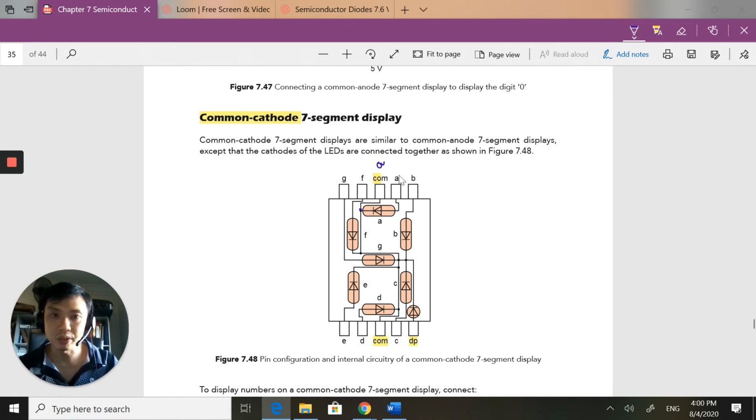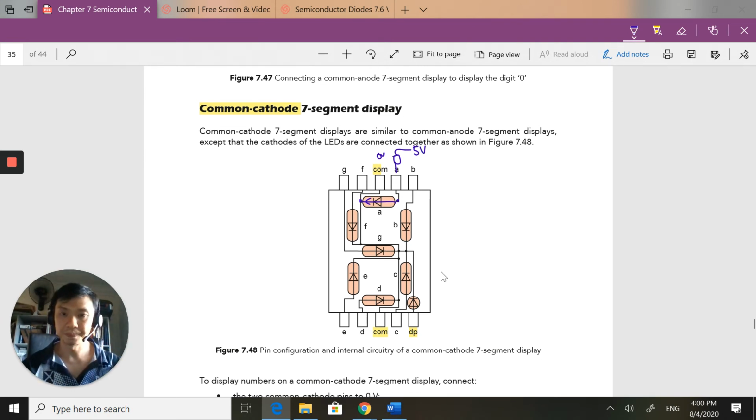And if I want A to light up, I want this fella to be a higher potential than here for the current to flow in this direction. Therefore, I will put through a current limiting resistor 5 volts. Okay, and so on and so forth.